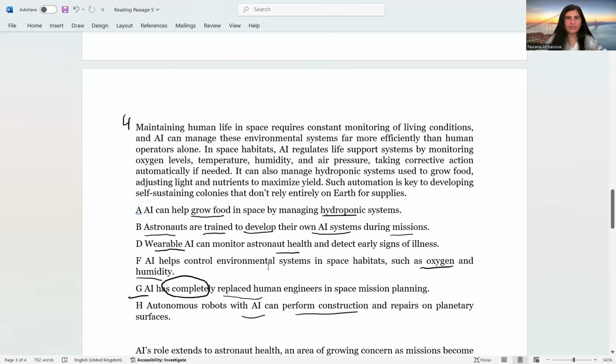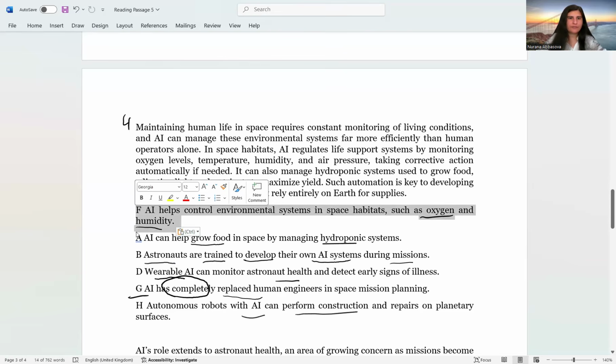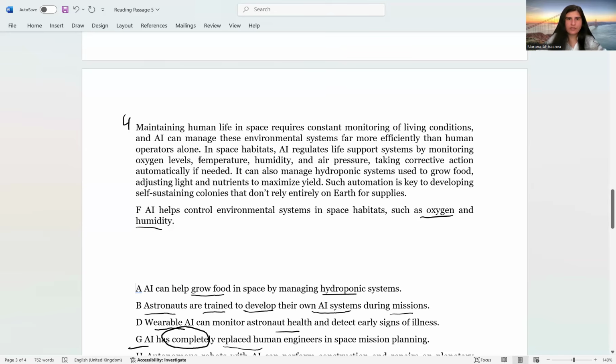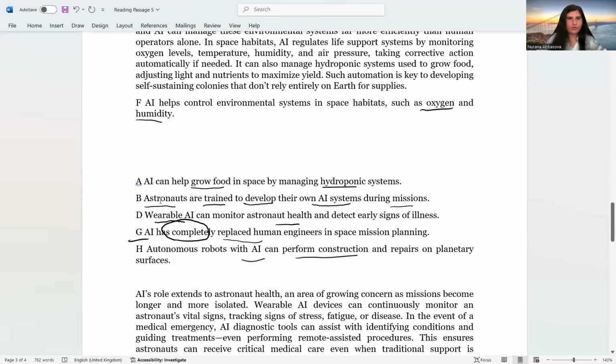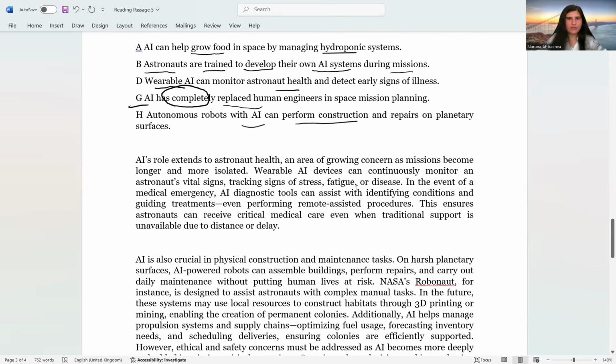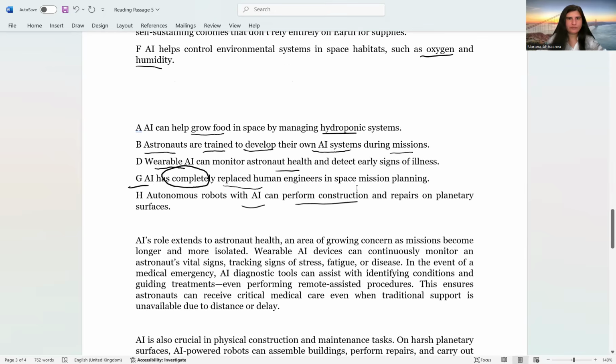AI control environmental systems in space habitats such as oxygen, humidity. Exactly. It goes here. And because it says humidity, temperature, air pressure, blah, blah. Then also some of you said E. Where is E? E is here, propulsion and supply chain. Where is propulsion and supply chain? I cannot see.